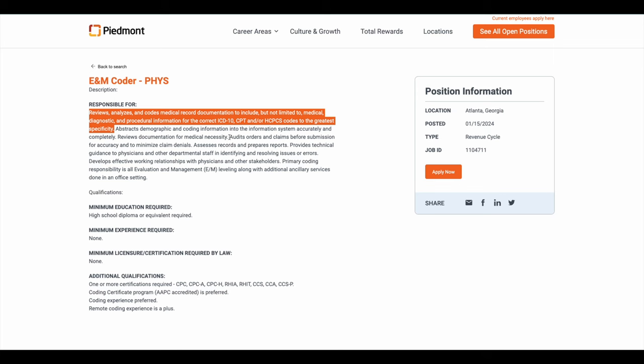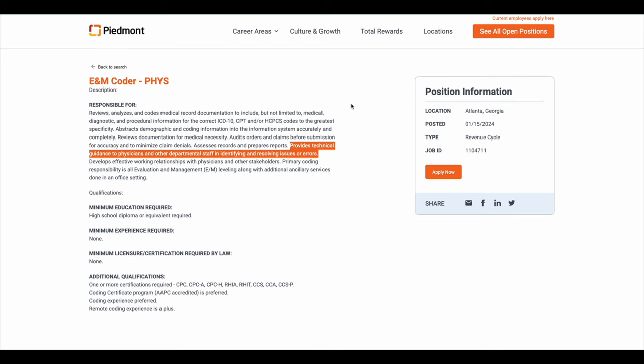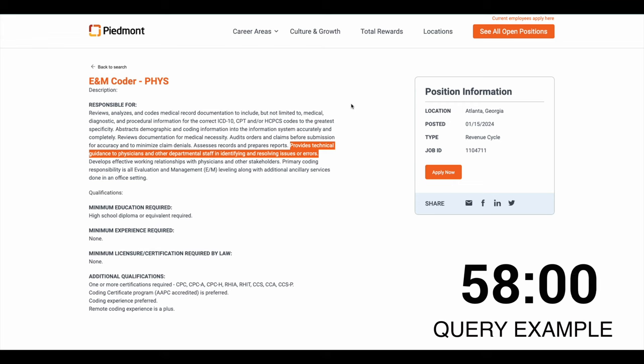It states here that you will audit orders and claims before submission for accuracy and to minimize claim denials. It also states that you will provide technical guidance to physicians and other departmental staff in identifying and resolving issues and errors. Let's take a pause real quick for the newbie medical coders. This line item right here is basically saying that you will have to query the provider. There will be some things that the physician is not knowing that they need to document in order for a condition to be able to be coded. That's where you come in.